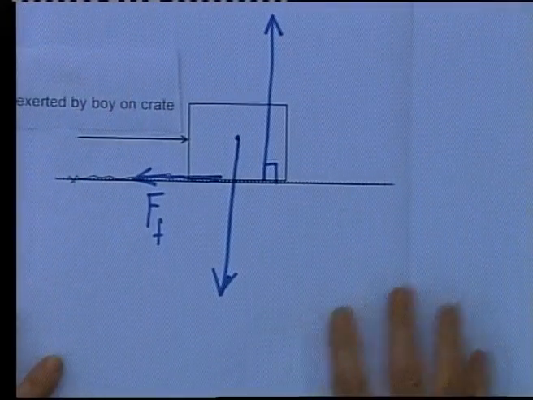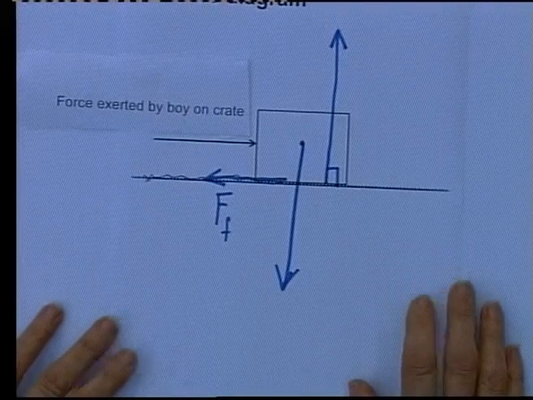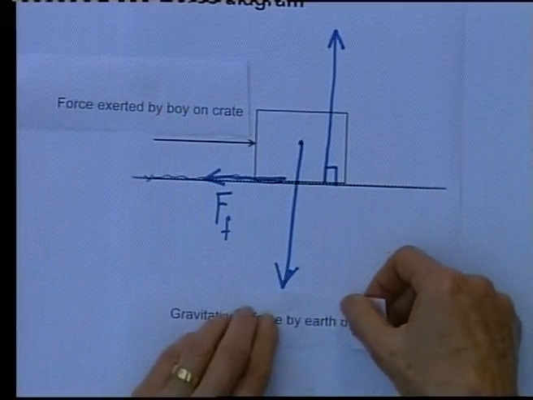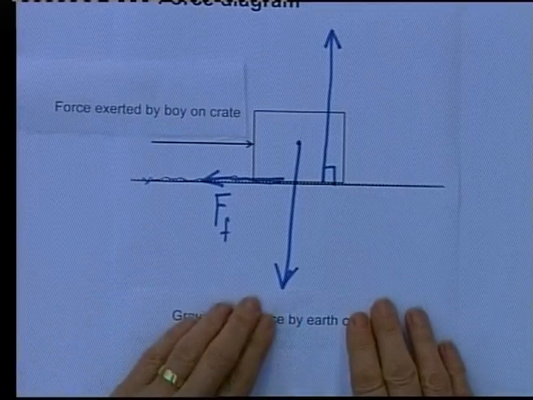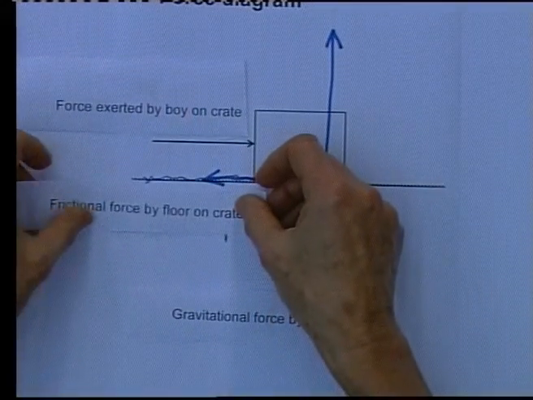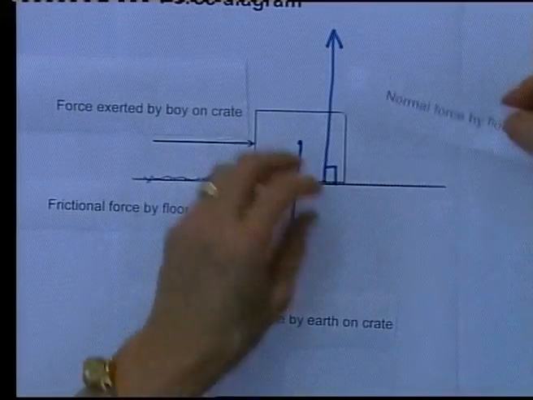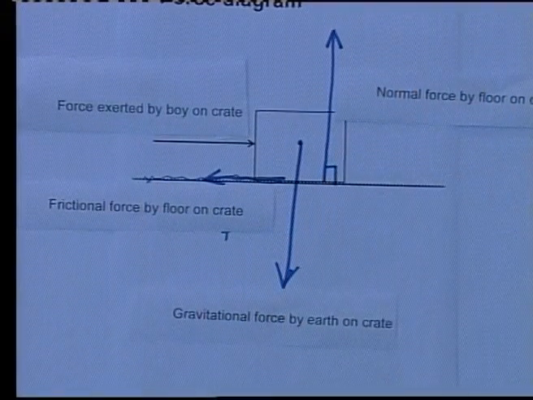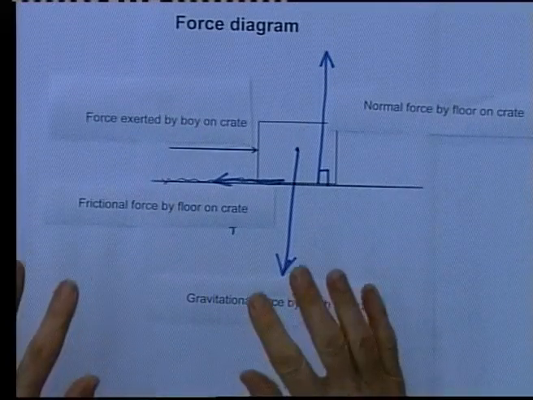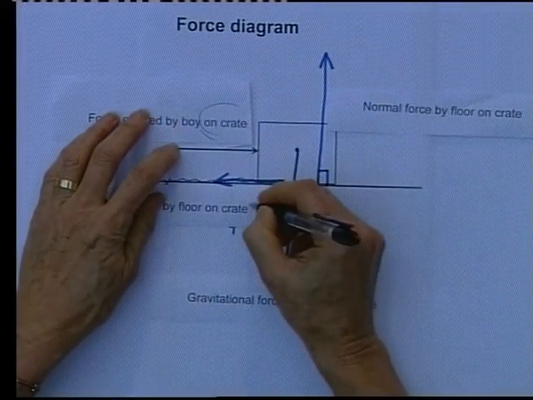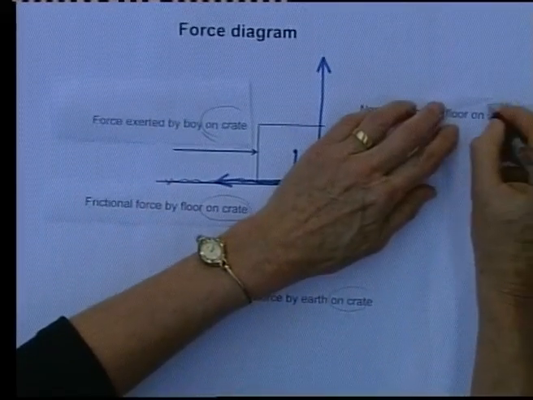So for instance, you would first of all say, this is the force exerted by the boy on the crate. And then you would say, this is the gravitational force by the earth on the crate. And then that will be the frictional force by the floor on the crate. And that will then be the normal force by the floor on the crate. What I want you to notice is that each one of these labels ends on the crate.